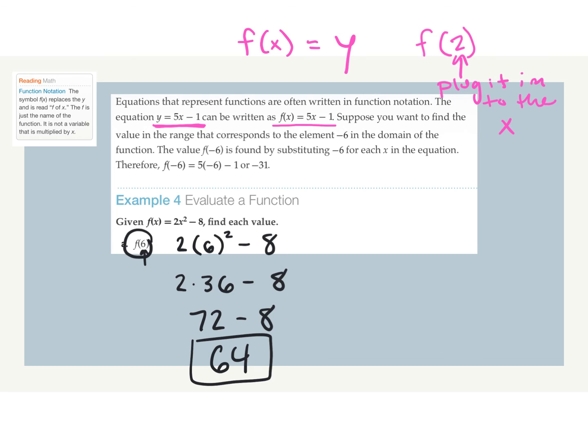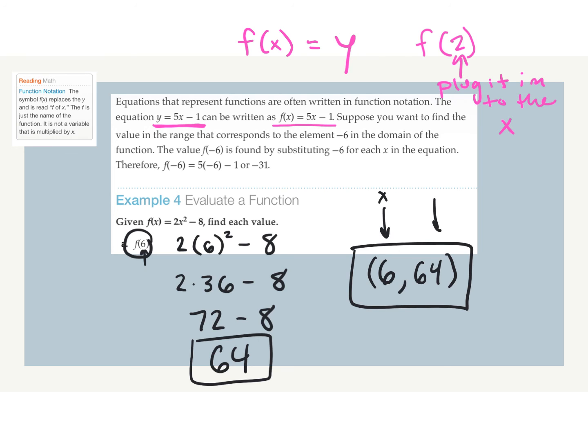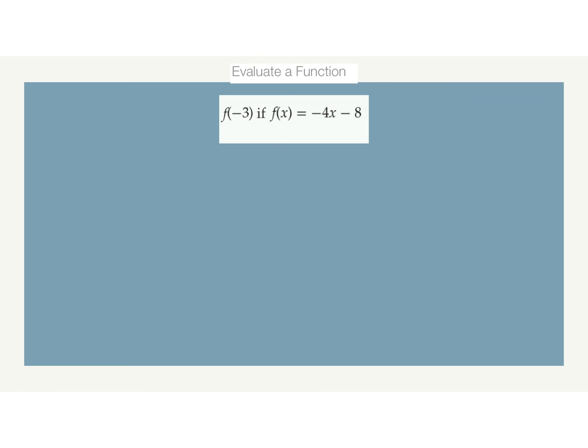So we write our answers as a pair here. This one doesn't say it, but I think in the homework it'll say write it as a coordinate pair. So what did we plug in for x? 6. And what did we get for y? 64. So this is how we would write our answer. You start with your x, whatever you plugged in, your input, and this would be your y, what you get out. Any questions here? All right, last example.